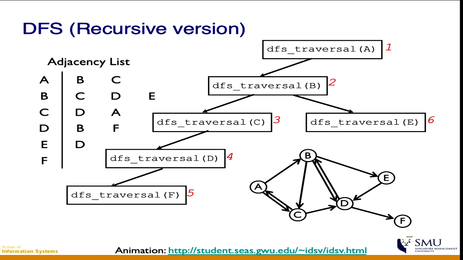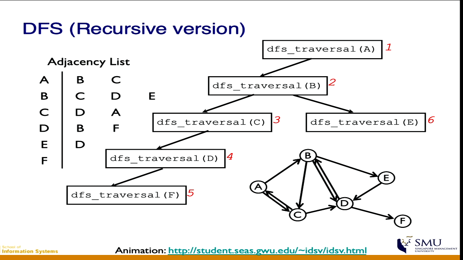Then we go to the neighbors of A, and we take a look at the first neighbor, which is B. Then we recursively call on B. So A calls on B, then B is going to call on C. C is going to call on D. Now D will call on B, but B is already visited before, so it doesn't do a second visit. Instead it moves on to the next neighbor, which is F. So D calls on F.